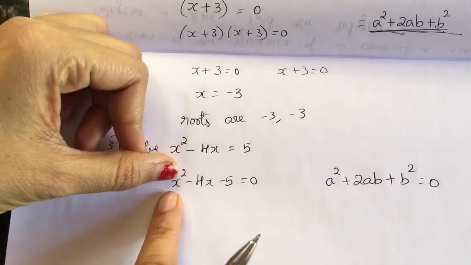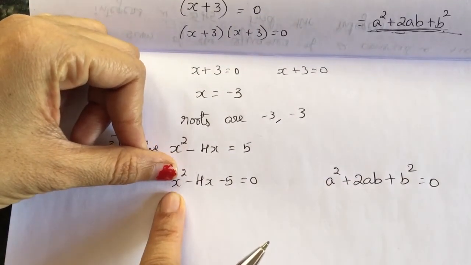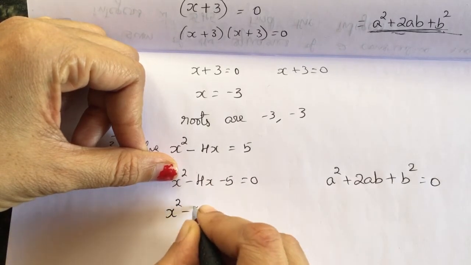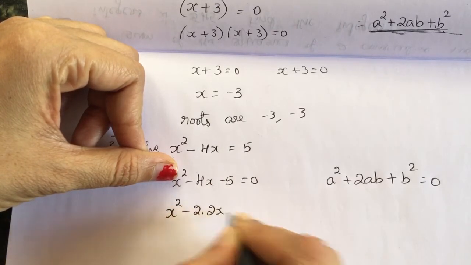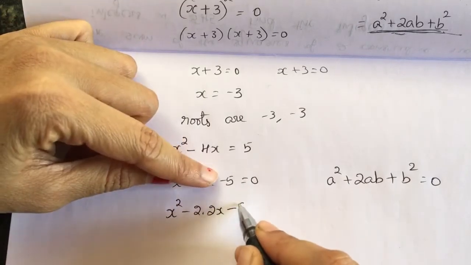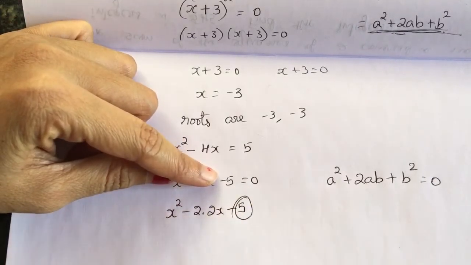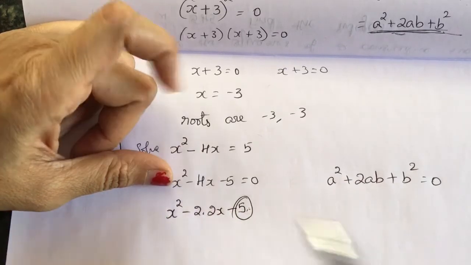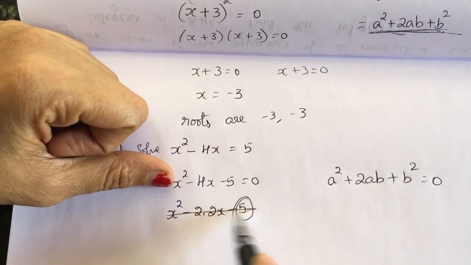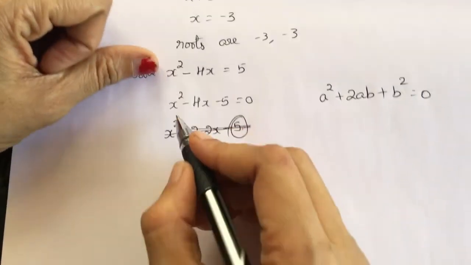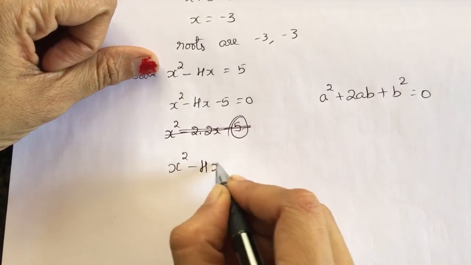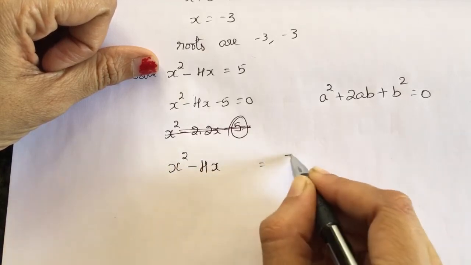A square is a square, it is there, no problem. 4x I can write as minus 2 into 2x, but this 5 I cannot write as a perfect square number, right? So it's quite difficult in this case. So for that, I'm just taking the equation as it is: x square minus 4x equal to 5.